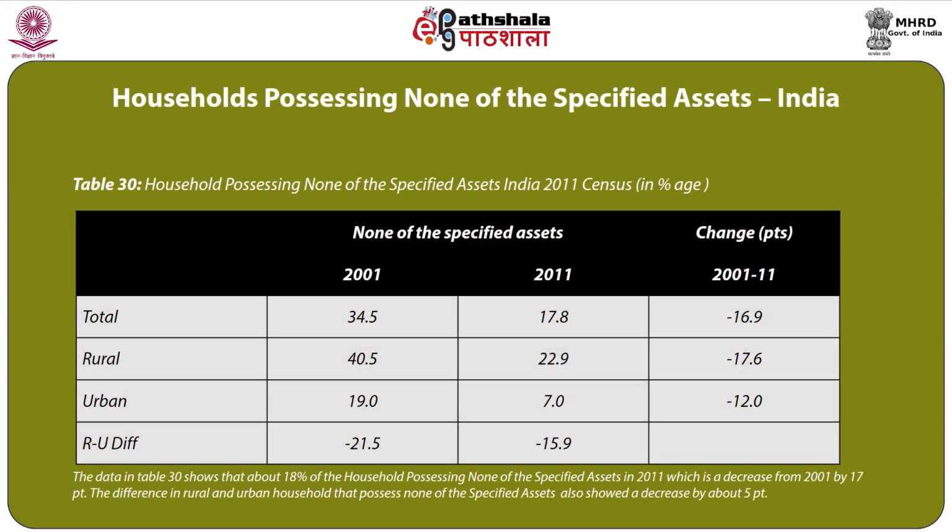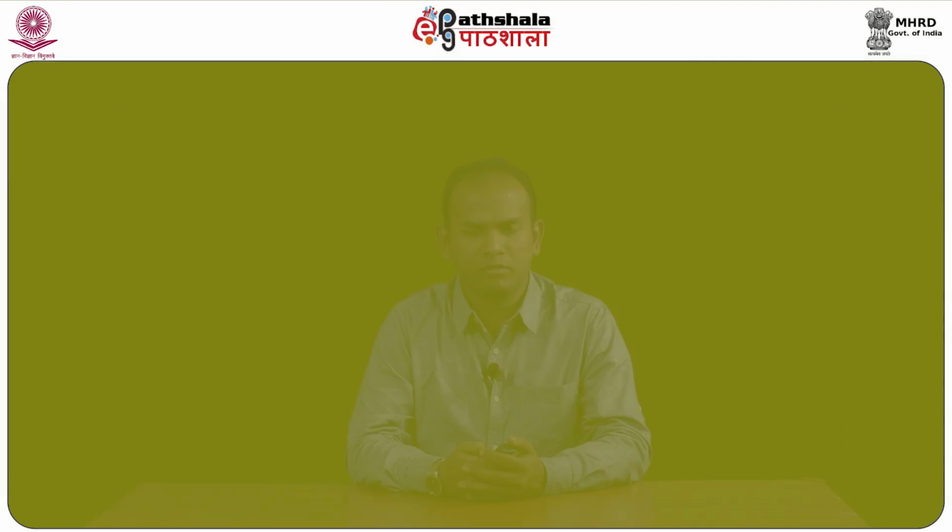Households possessing none of the specified assets is the last category. Table 30 shows households possessing none of the specified assets in India in 2011 census. The data in Table 30 shows that about 18% of the households possess none of the specified assets in 2011, which is a decrease from 2001 by 17 points. The difference in rural and urban households that possess none of the specified assets also showed a decrease by about 5%. Thank you.